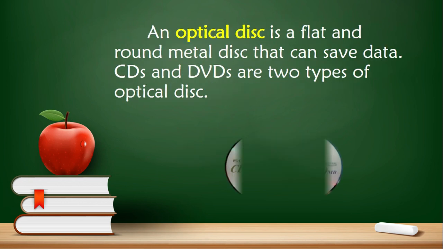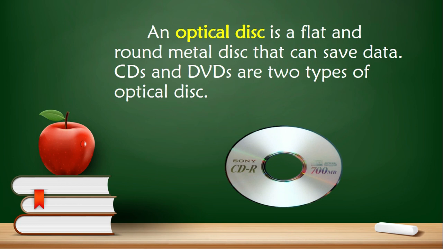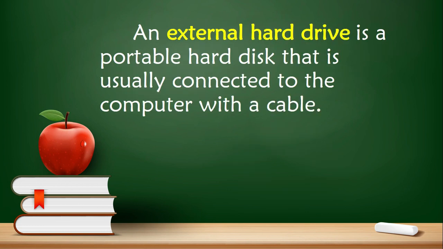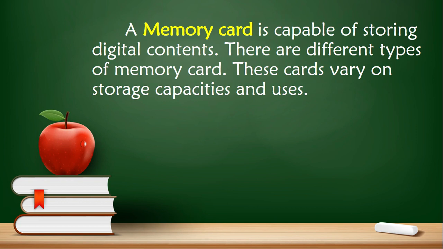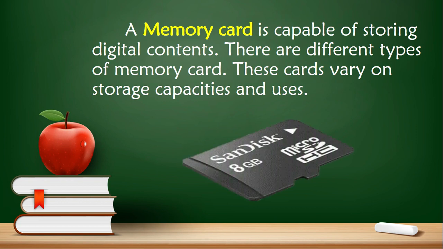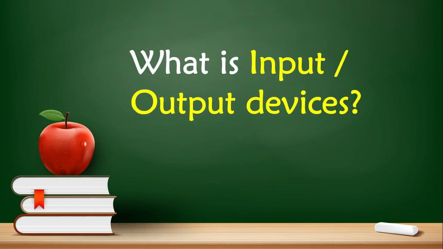An optical disc is a flat and round metal disc that can save data. CDs and DVDs are two types of optical discs. An external drive is a portable hard disk that is usually connected to the computer with a cable. A memory card is capable of storing digital contents. There are different types of memory cards. These cards vary in storage capacity and uses.